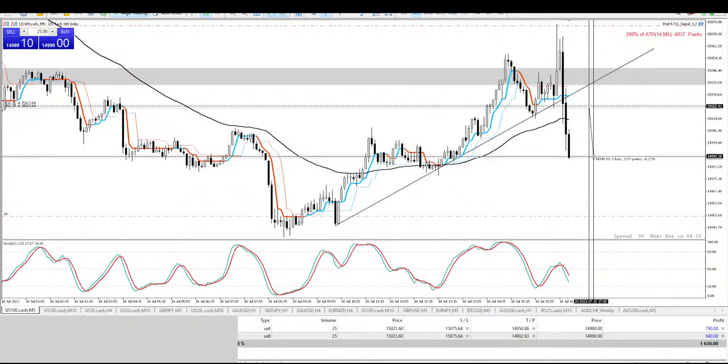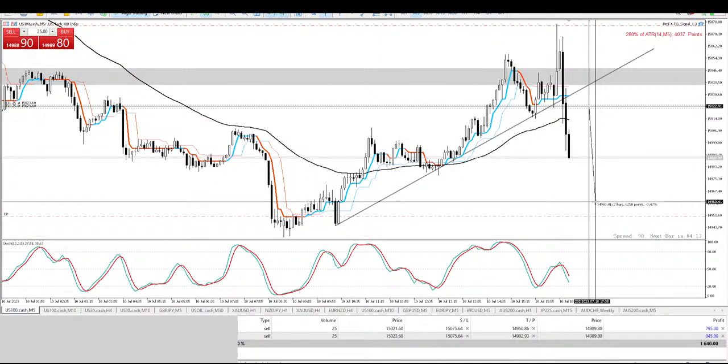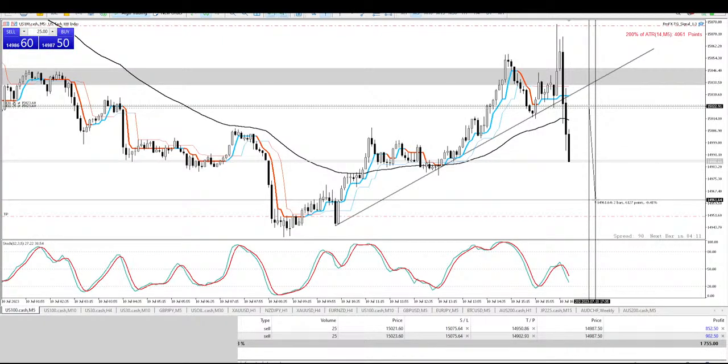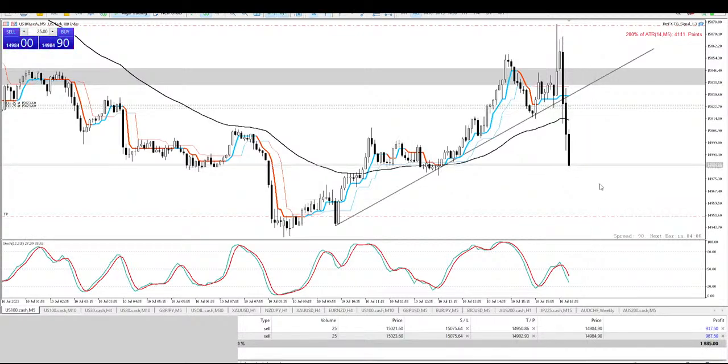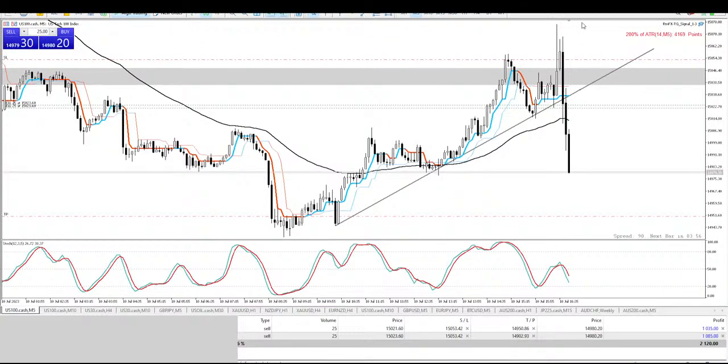So this trade will start trailing around this level here. Okay, I'm gonna reduce my risk a little bit more. This way, if we get a strong pullback, at least we don't lose as much.